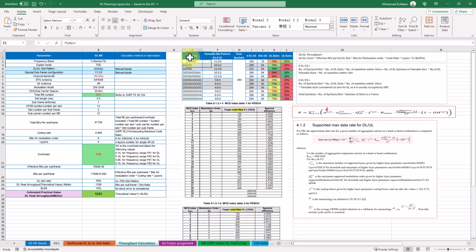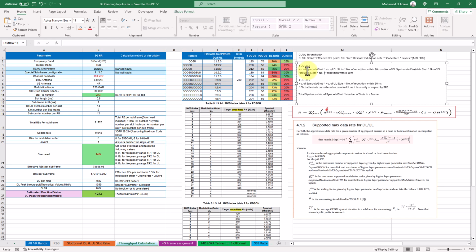As you can see in this table in the middle, this is the one I was showing in the slides. In this table, I have different patterns here, for example the DDSU. So here is how I calculated the 280. If you are using SCS 30 kHz, it will be equal to 20 slots. You have 20 slots multiplied by 14 symbols. This is the total number of symbols which you have here. For the downlink symbols, this is the formula which is being used.